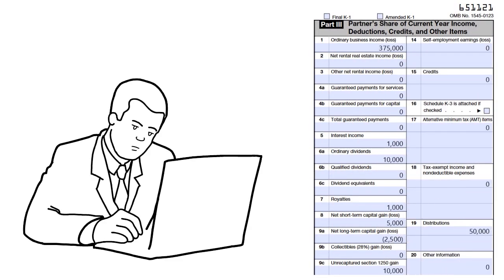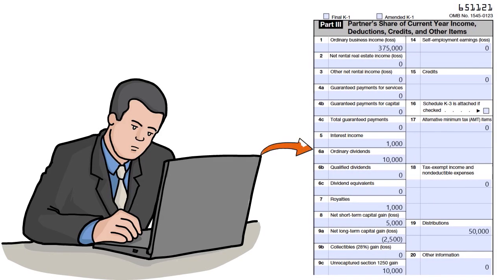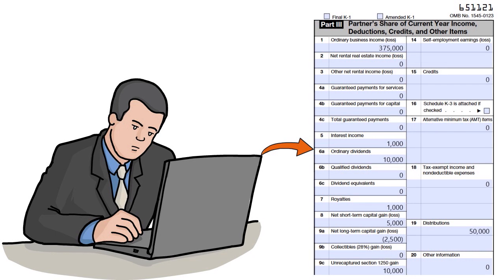Do you see this? Here we are on Part 3, Partner's share of current year income, deductions, credit, and other items. For the ordinary business income or loss, we have 375, and there are some items that do not apply to us. But again, folks, if this applies to you, you want to enter the info here. In our hypothetical example, we did not have anything from 2 all the way to 4C.